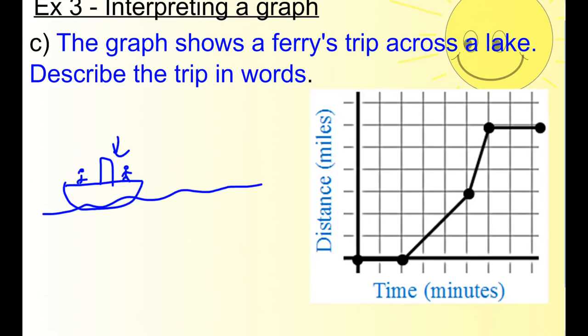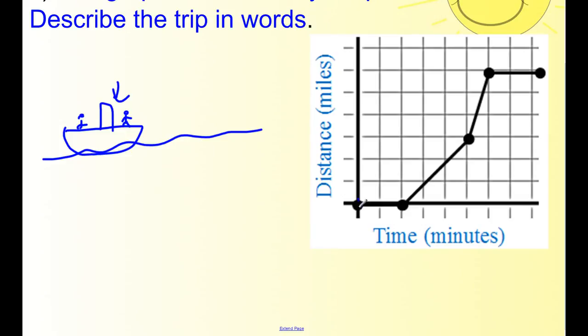All right, so let's see. Section 1. We're not moving. Okay, so in the first section, we're not moving. Section 2. We're moving, looks like pretty quickly. I mean, it's a nice slope. It's a pretty good rate of change. So moving somewhat quick. Sort of quick. Moving quick-ish.